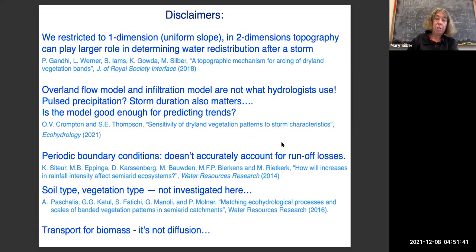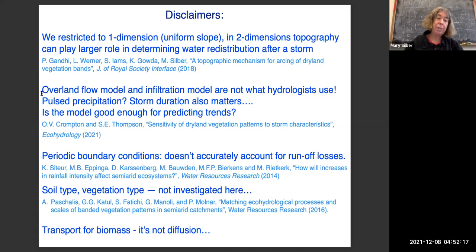Okay, so let me just wrap up with my disclaimers and claims. So the disclaimers: we restricted to one dimension, uniform slope. The two-dimensional problem is much more interesting because you can get more interesting topography, and that variation in the topography is going to play an important role in figuring out catchment areas and redistribution of the surface water into the soil.